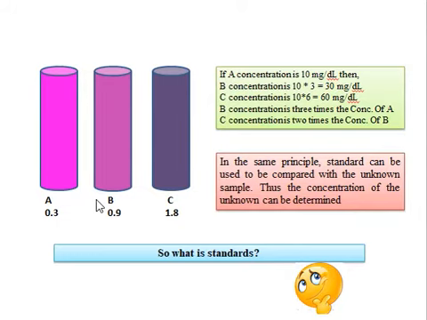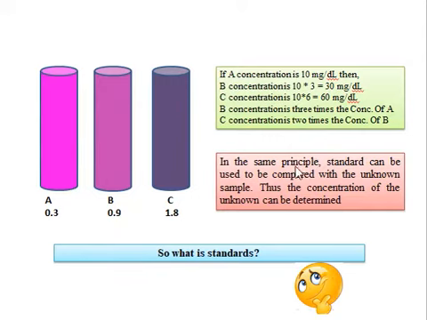The reference solution here is A. A has been used to evaluate and measure the unknown concentrations in B and can be used also in C. The value 1.8 is 6 times the value of 0.3. So if we directly calculate the concentration of C using A data, it is 6 times the concentration of A solution. This concentration is 10, so this concentration will be 60.